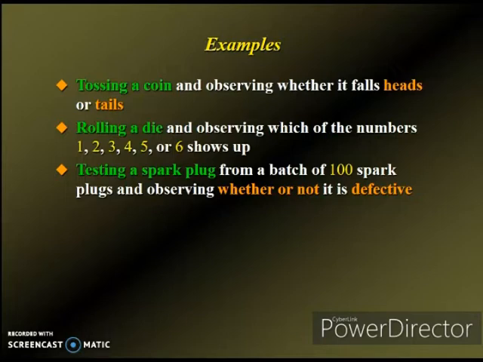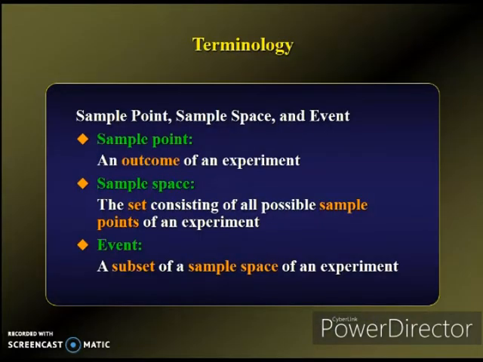Now, an unusual example of an experiment: testing a spark plug from a batch of 100 spark plugs. What all can be the results? It can either be defective, or it can be not defective. So the outcomes there are defective and not defective.